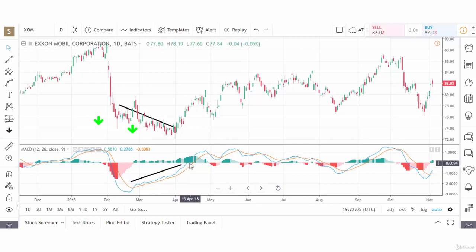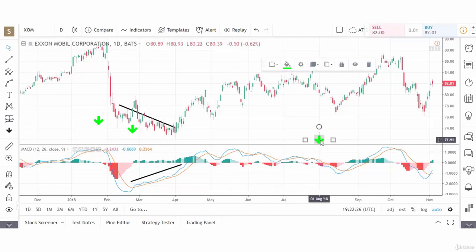The MACD crosses the 0 line, which is bullish. The stock moves up. We then have the MACD continuing in bullish territory. It's above the 0 line until a cross here, back below the 0 line. The stock continued to move up as the MACD was in bullish territory, and as the MACD moved below 0, we have the stock coming back down and breaking this support level.